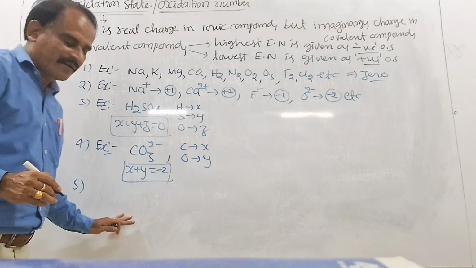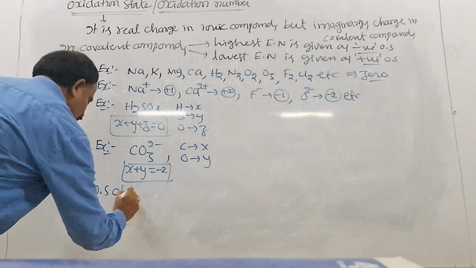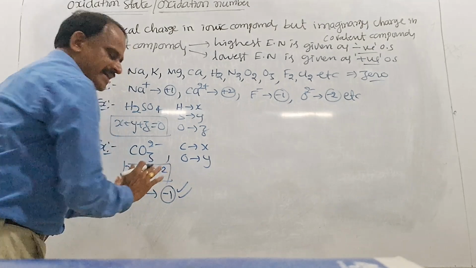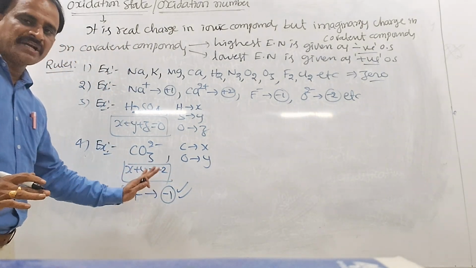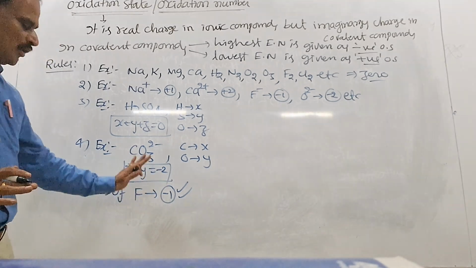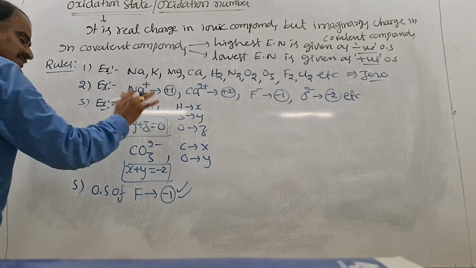Coming to rule number 5. What is rule number 5 here? The oxidation state of fluorine is always exhibited as -1, always -1, because the most electronegative element in the entire periodic table is fluorine. Fluorine can form only one covalent bond. That's always -1 in the compound.